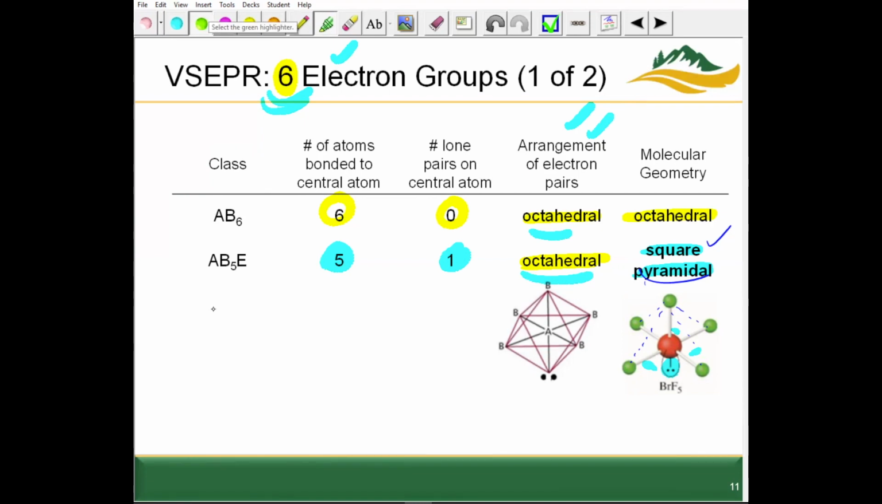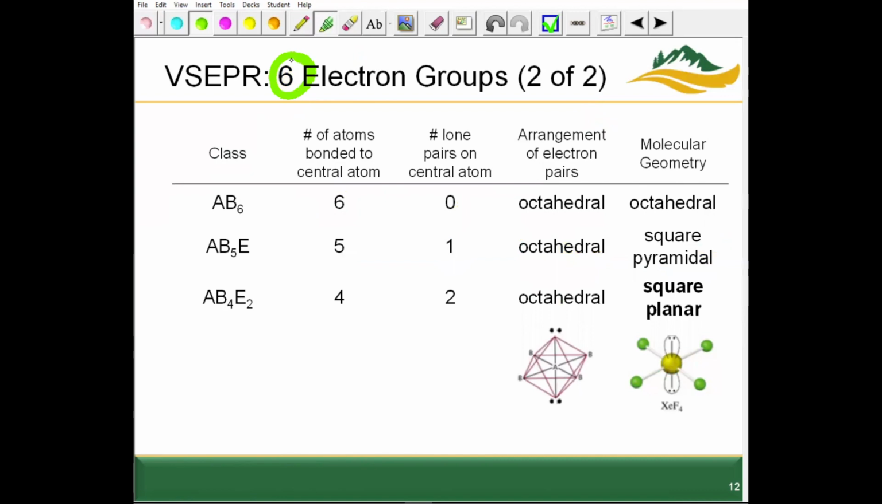We have one more example we'll look at amongst the 6 electron groups. If amongst those 6 groups we have 4 bonds and 2 lone pairs, we'll put those lone pairs as far apart as possible, so on one side going up and on the other side going down, because again, the lone pairs take up a lot of space. So those lone pairs will repel each other. They want to be as far apart as possible.